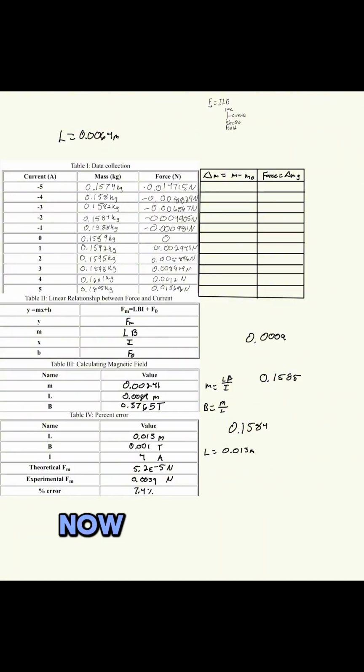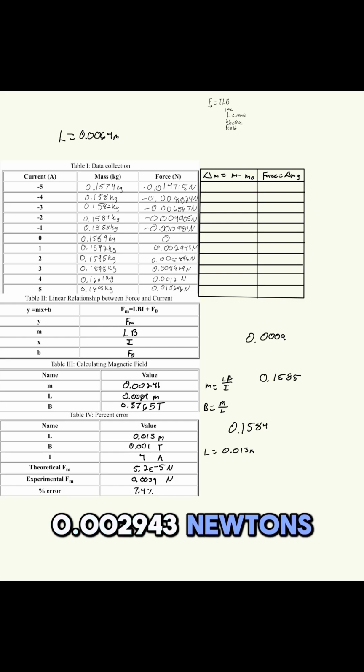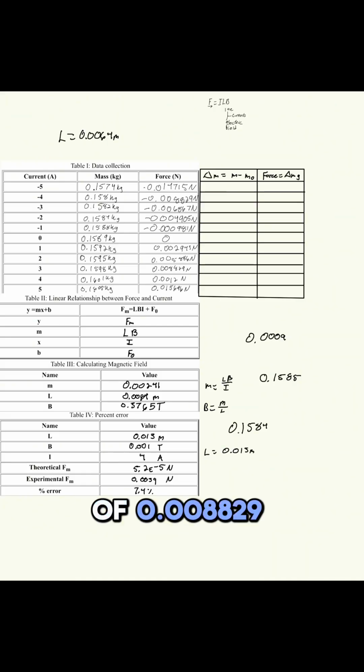-0.00981 newtons. Now for a current of 0, which is our base, we got a starting mass of 0.1589 kilograms and a force of 0. For 1 amp, we have 0.1592 kilograms and a force of 0.002943 newtons. For 2 amps, we have 0.1595 kilograms with a force of 0.0058886 newtons. For 3 amps, we have a mass of 0.1598 kilograms with a force of 0.008829 newtons.